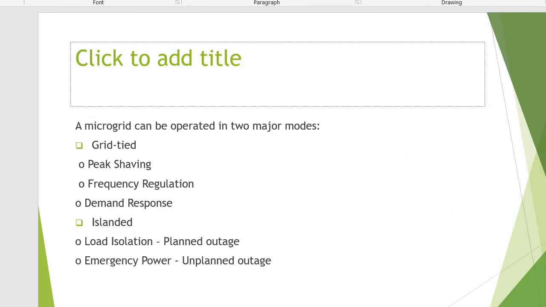A microgrid can be operated in two major modes, that is grid tied or islanded mode. Grid tied means it is connected to the grid. We can see the features of peak shaving, we can control frequency regulation, we can also see demand response. In an islanded mode, we have to check about load isolation, we have to check about emergency power, that is planned or unplanned outage. If there is any unplanned or planned outage or blackout, we have to check that.